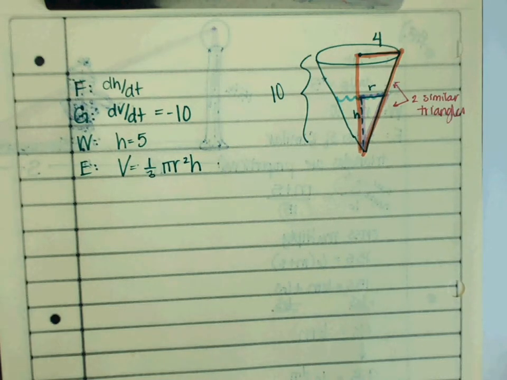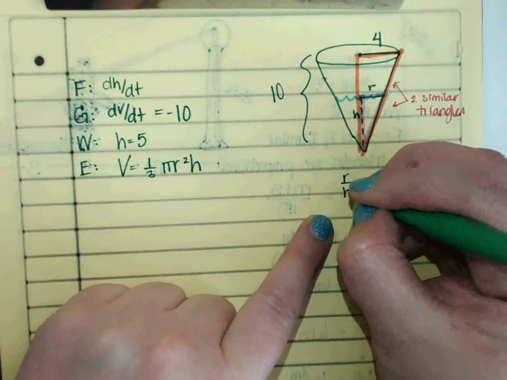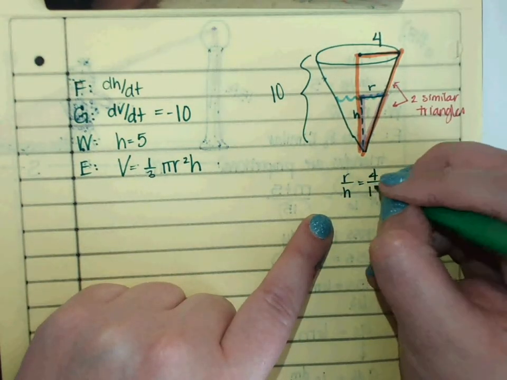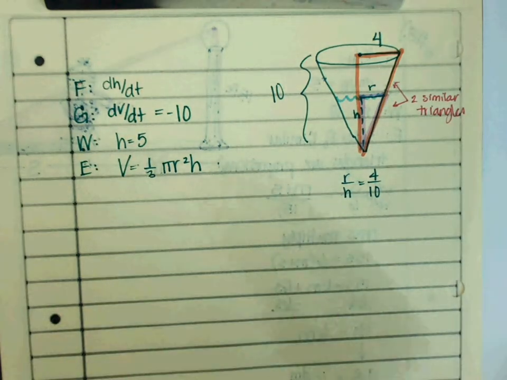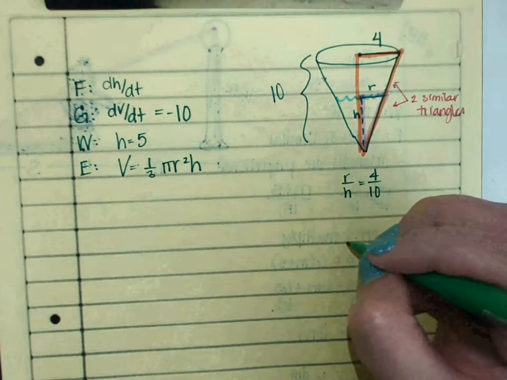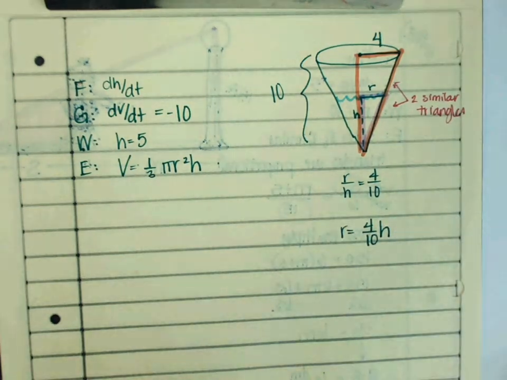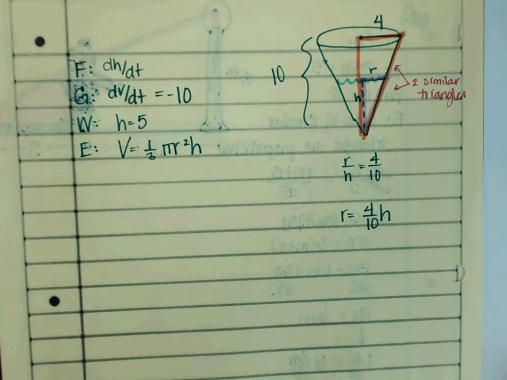Go back to that proportion though. What do we know about r and h? What are they proportional to? r over h is equal to 4 over 10 because they're similar triangles. Can I create a substitution then? Yes. For r, what is r going to be? 4/10 h. Isn't it h is 5 though?